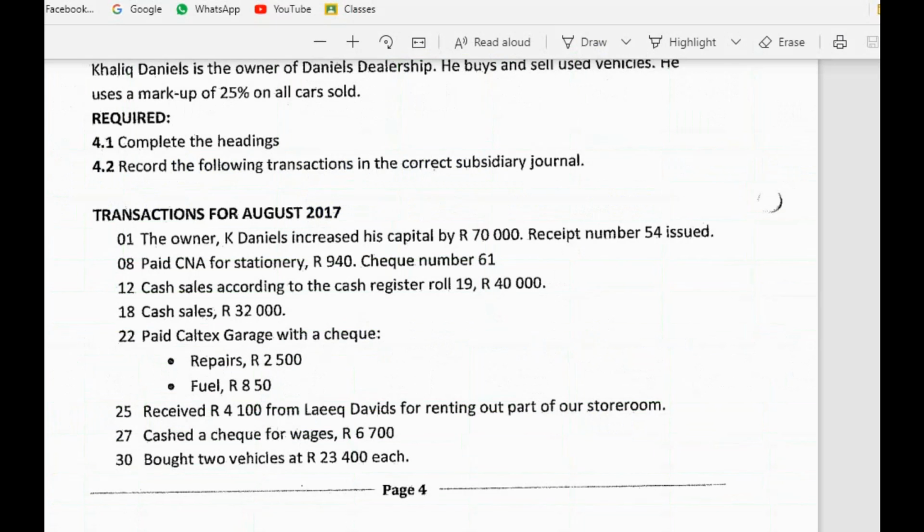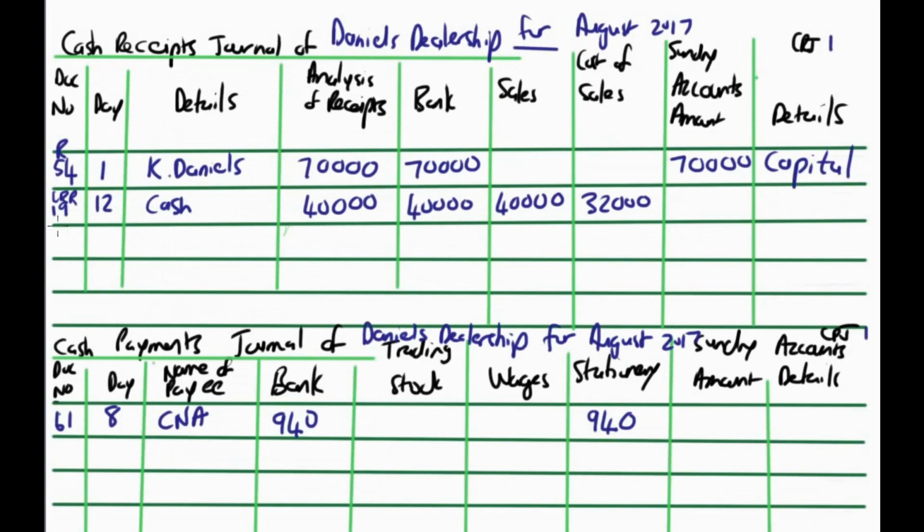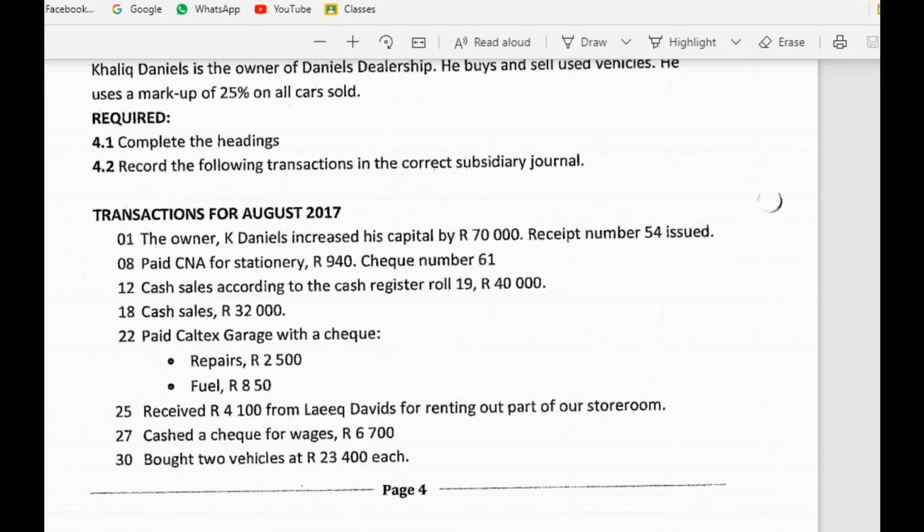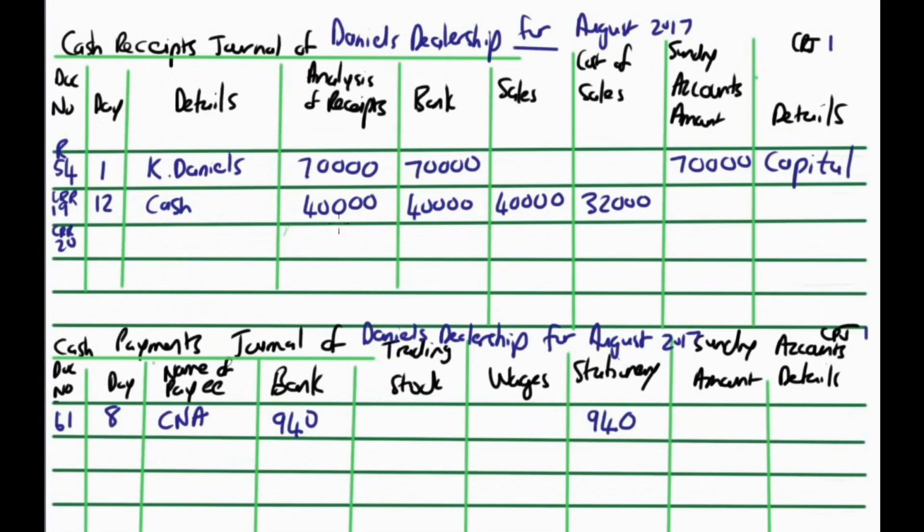Right, the next transaction. On the 18th, we had another cash sales of 32,000. Now, if this was CRR 19, the next one will basically be CRR 20. So now we just add to the particular date over there, and that was on the 18th, 32,000. There was no other sales there, so that's on the 18th, cash 32,000. So here by bank we're going to have 32,000. Sales is 32,000. What some people do is they just draw a line there to indicate that that was the only transaction for that particular day.